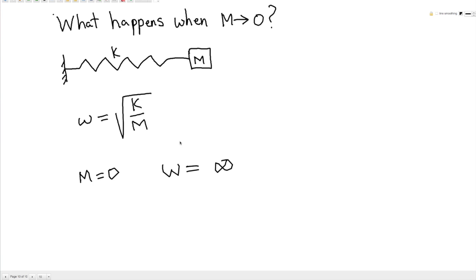So next time what I'm going to do is correct this problem. Because everything that we've done so far, we've assumed that all of these springs don't have any mass. So next time I'm going to actually consider a real spring that actually has a weight. Okay, so stay tuned for that.